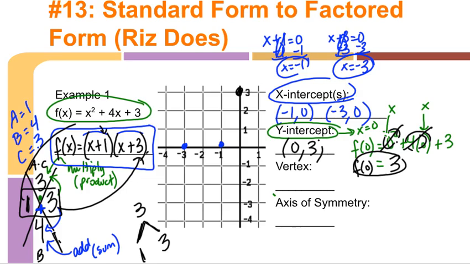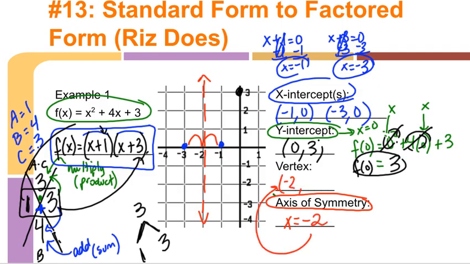Okay, now for my vertex, I need to figure out my halfway point, so I'm actually going to figure out my axis of symmetry first. I find the halfway point between the two roots, which is going to be x equals negative 2. I'm going to substitute that back into the equation to figure it out. So again, I'm going to use the standard form equation, so maybe I'm going to put negative 2's for each of these x's.